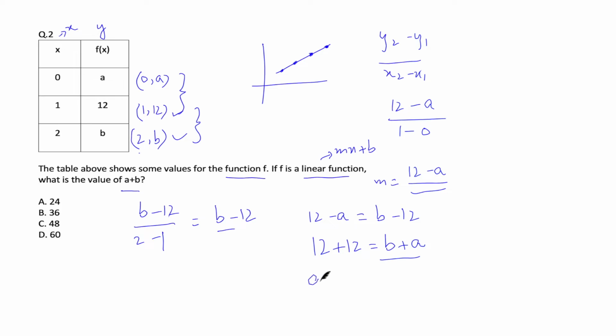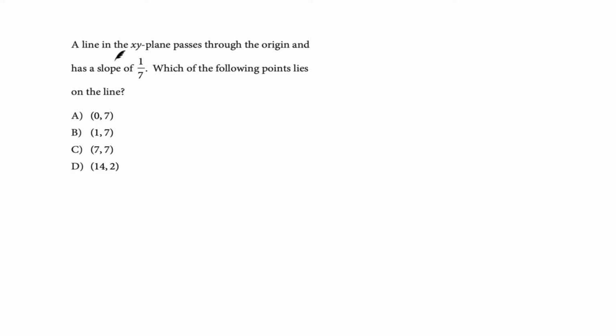This is our target answer. A plus b equals 24, which is option choice A. There you go. Another question.